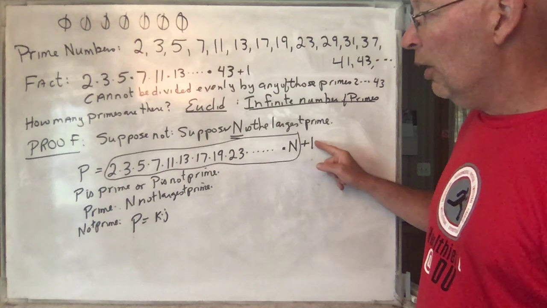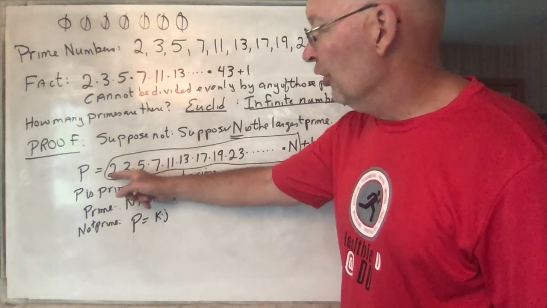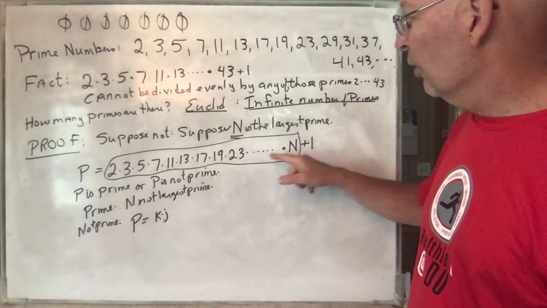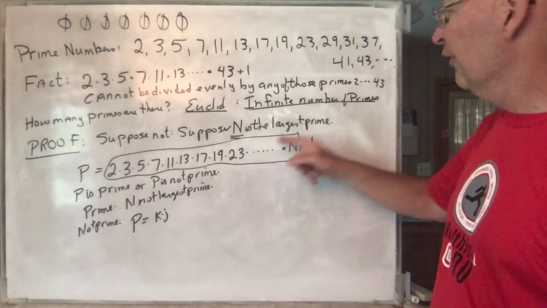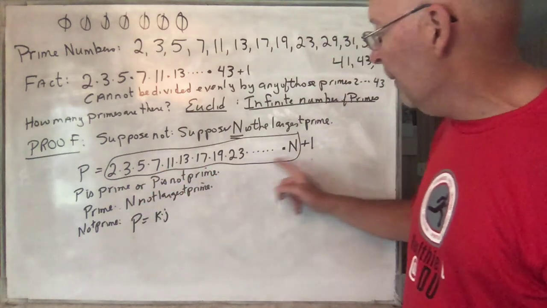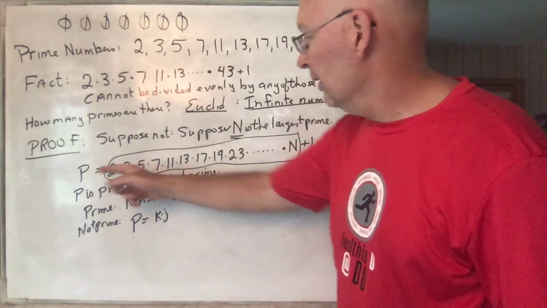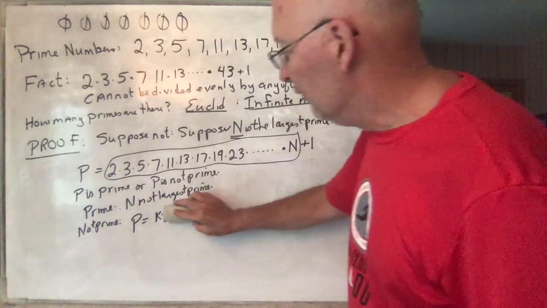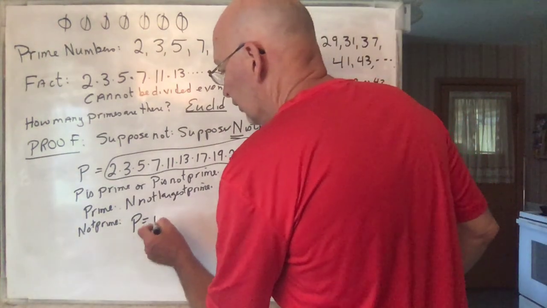Agreed? What happens if P is divided by 17? You're going to get some big number, but you're going to get 1 as a remainder. What about 23? You're going to get a remainder of 1. What about 43? You're going to get a remainder of 1. No matter what prime number on this list that you divide P by, you're going to get a remainder of 1.